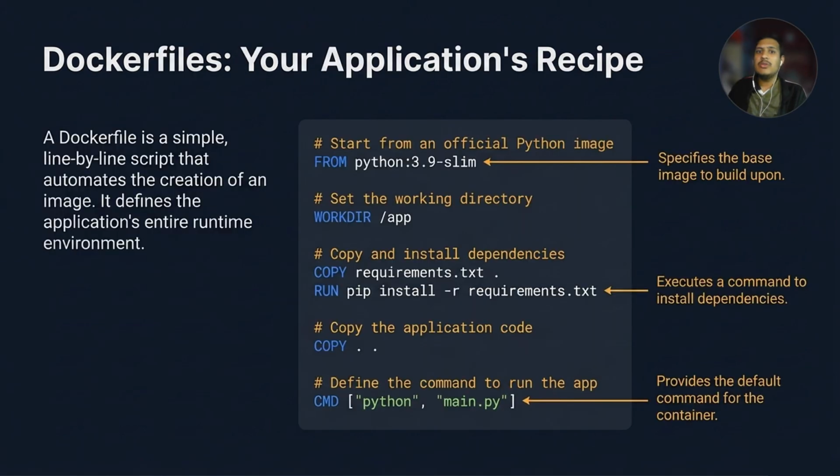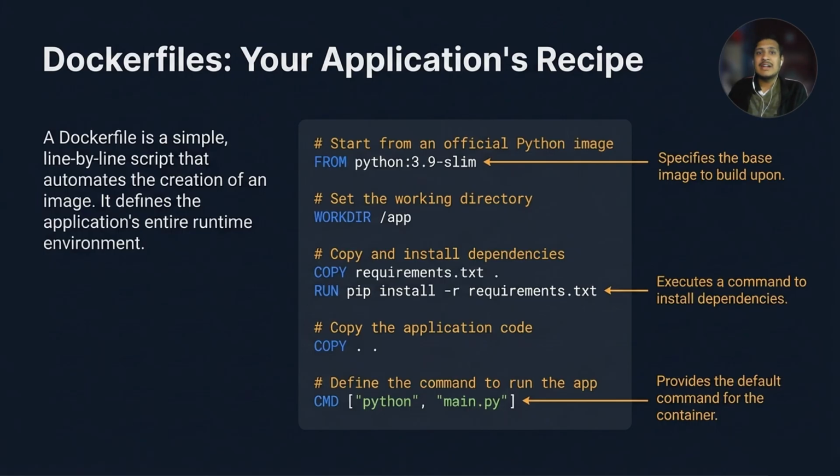Okay, so how do we define these layers in an image? For that, we use a Dockerfile. It is a line-by-line script that automates the creation of an image. It defines the application's entire runtime environment. Let's walk through the code on the screen. FROM python:3.9-slim. This specifies the base image on which our main application will run.